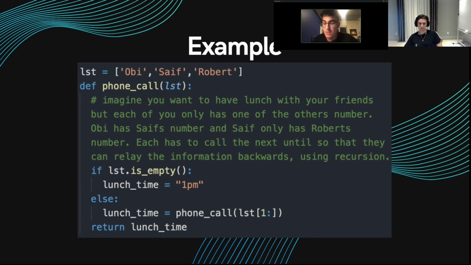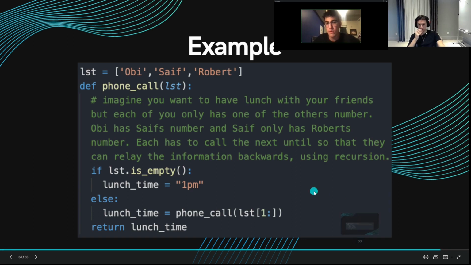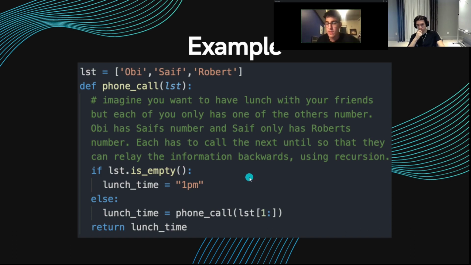So our base case in this example is if the list passed to the function, so this is our list of lunch guests, Obi, Safe, and Robert, is empty, the lunchtime equals 1 p.m. So when we get to the end of the list, when everybody has been called, we understand that the lunchtime that we want is 1 p.m. Else, this is our recursive case, lunchtime equals phone call of the list indexed at everything after the first index. So we're just removing the first index from it.